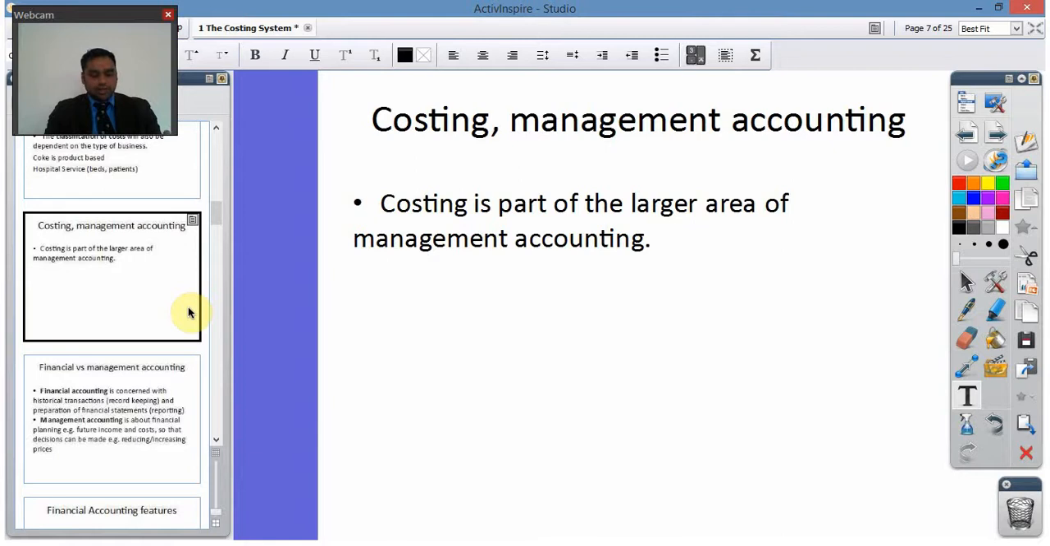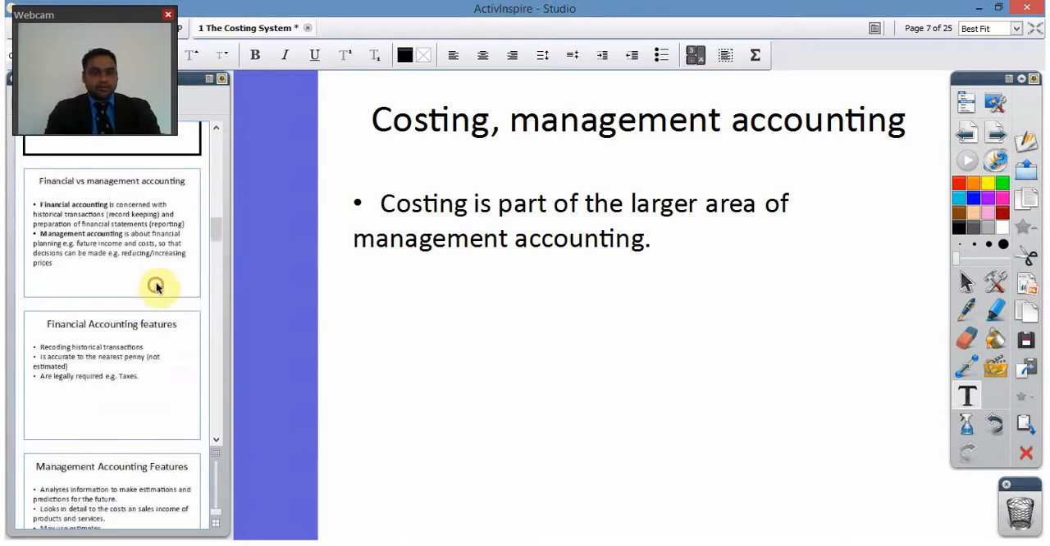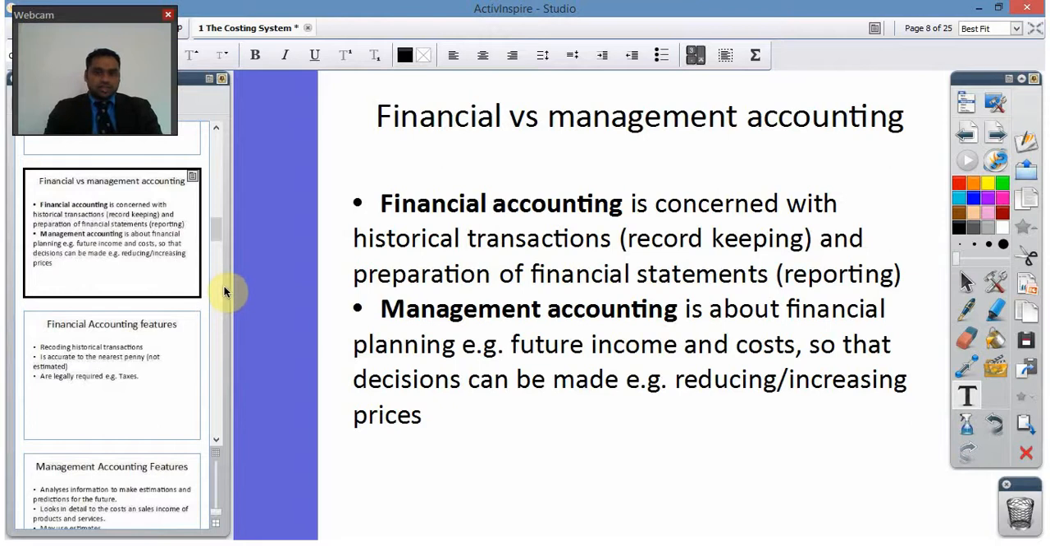Costing is part of a wider accounting area called management accounting. So management accounting is basically internal statements that are used by the business, whereas financial accounts are produced for external users, but they can be used by managers as well. So financial accounting versus management accounting.